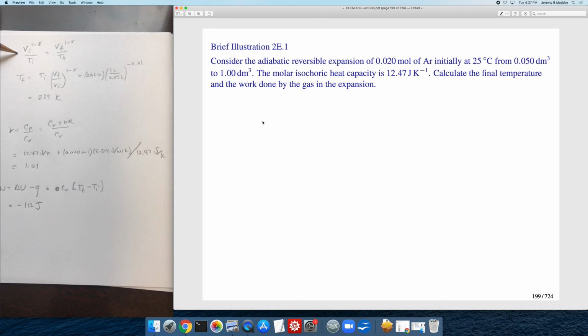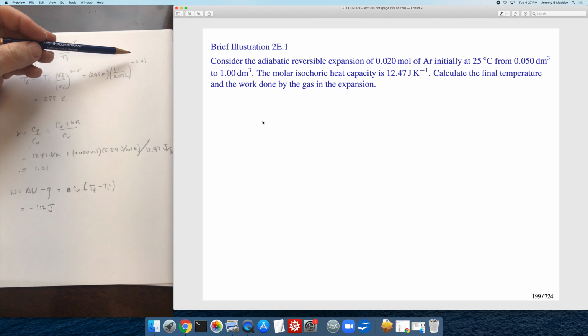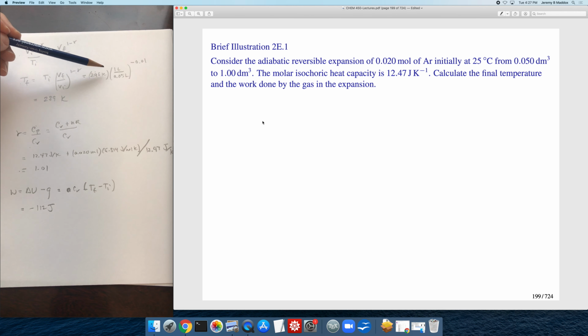Here's the non-isobaric Charles' law. I'm using this to find the final temperature. First, I need to calculate gamma. Gamma is the isobaric heat capacity divided by the isochoric heat capacity. For an ideal gas, Cp is Cv plus nR. So I plug in all those quantities, and I get my gamma of 1.01. Then I take 1 minus 1.01, which gives me this minus 0.01. Calculate the number, I get 289 for the final temperature.